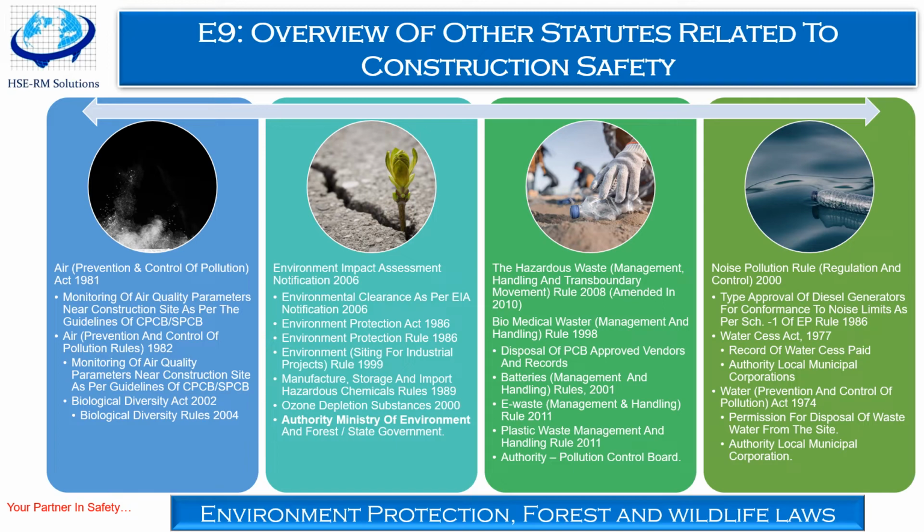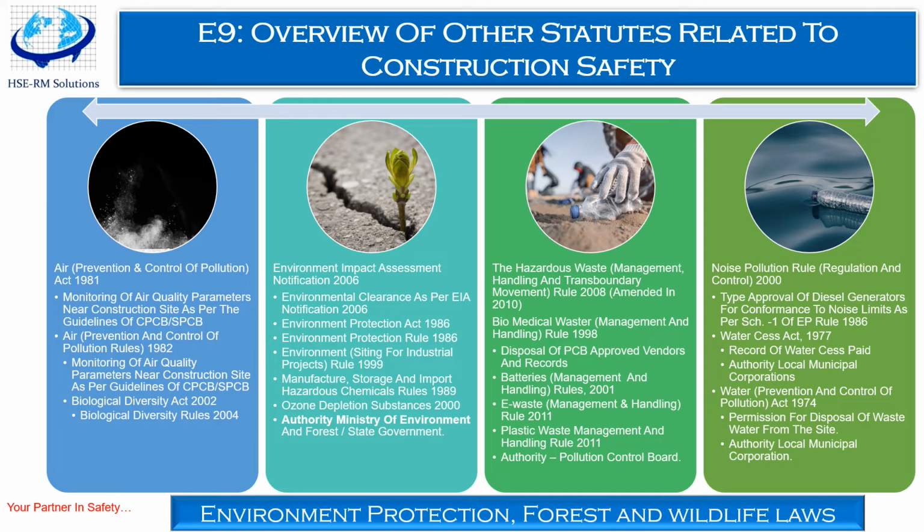Now, not only this, there is one more constraint on the construction site, which is the Biodiversity Act 2002. So what does the Biodiversity Act do? The act provides for the conservation of biological diversity, sustainable use of its components, and equitable sharing of benefits arising out of the use of biological resources. So whatever resources you are going to consume, you have to be very specific and clear that this is a natural resource we are consuming from our land, so we need to maintain a record of it.